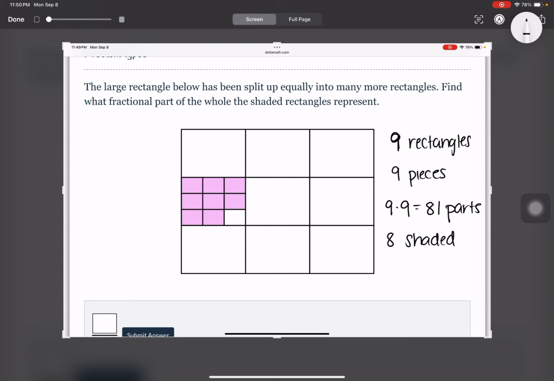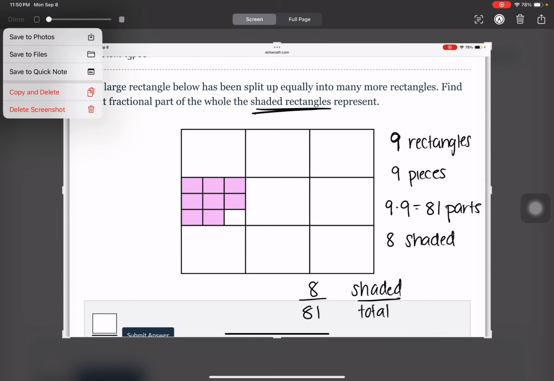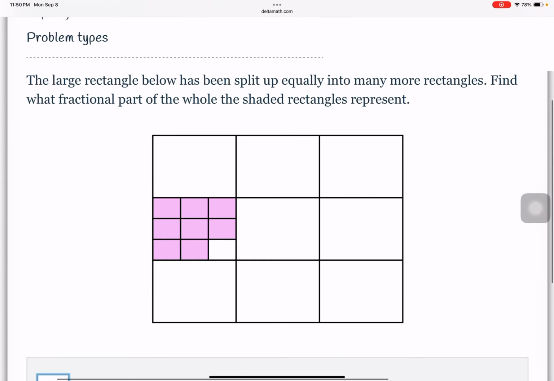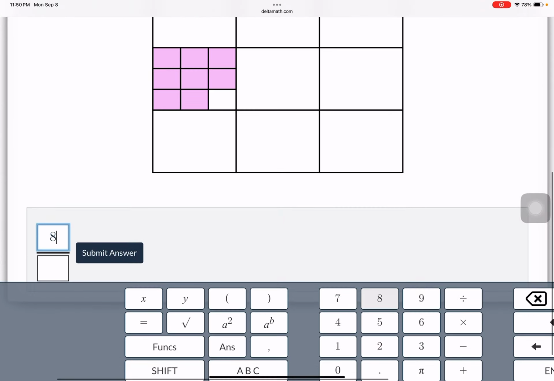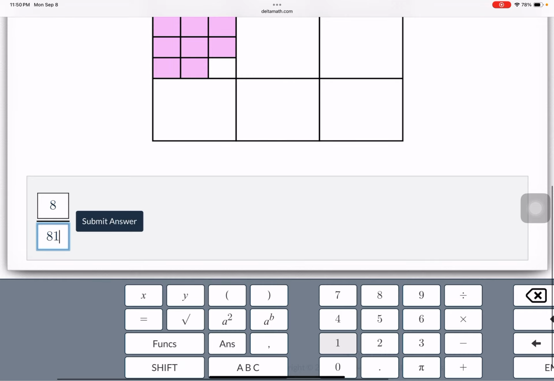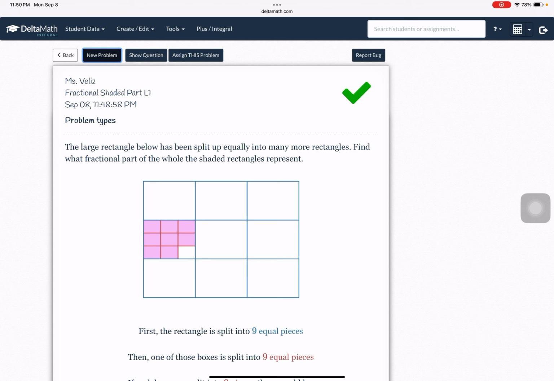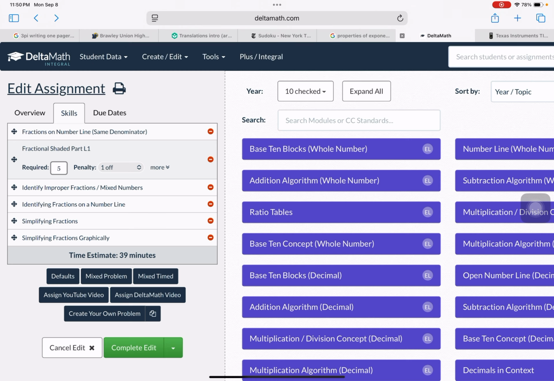So my answer to represent the shaded rectangle would be 8 out of 81, the shaded over the total number of parts. Okay. So let's go ahead and check. We did 8 and 81. And we got that correct. So similar idea in this case.